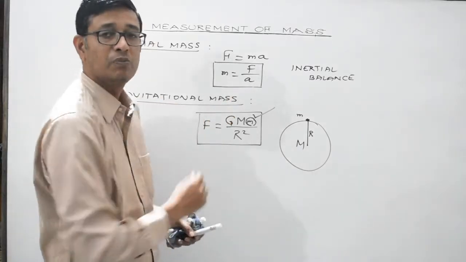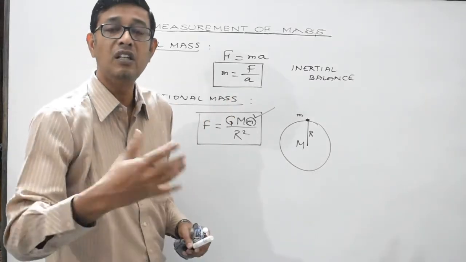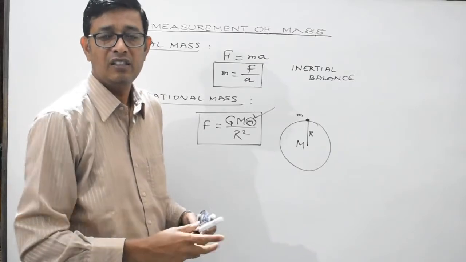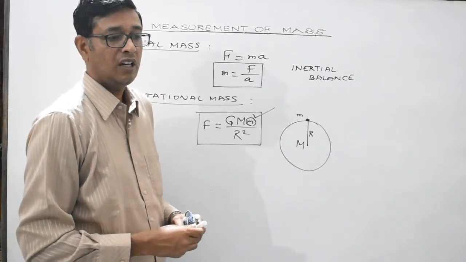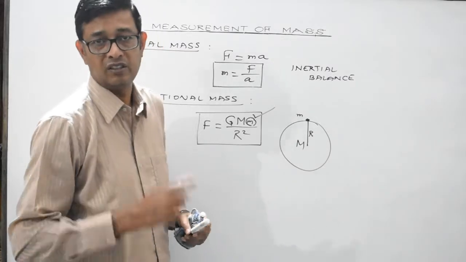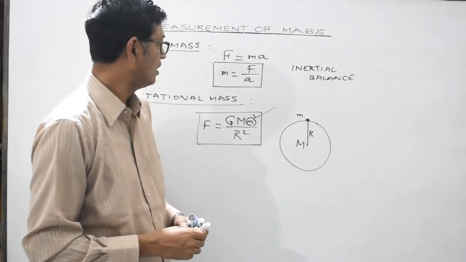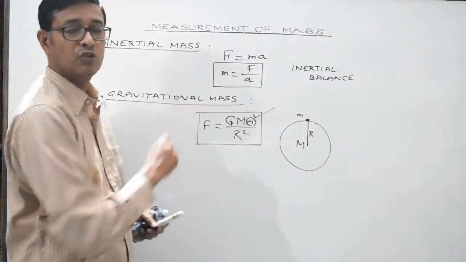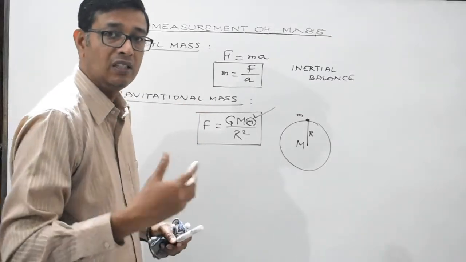And gravitational mass is measured by an instrument known as a physical balance. We have seen it, we have used it as well, and it is based on the principle of levers. Physical balance, which is used to measure the gravitational mass of a body, is based on the principle of levers.